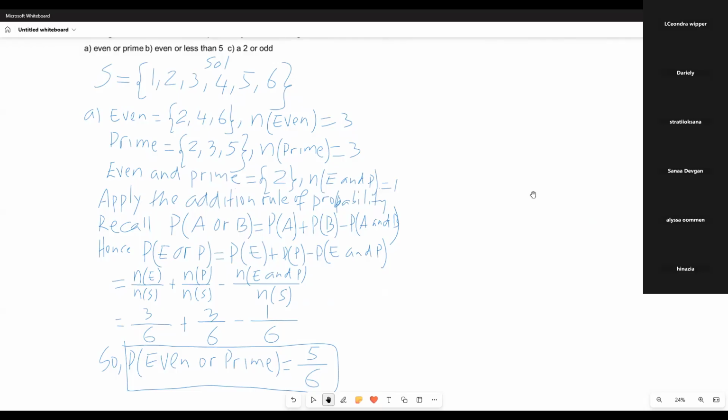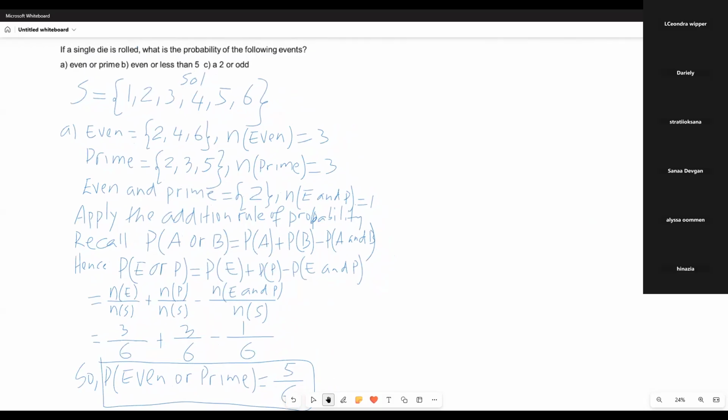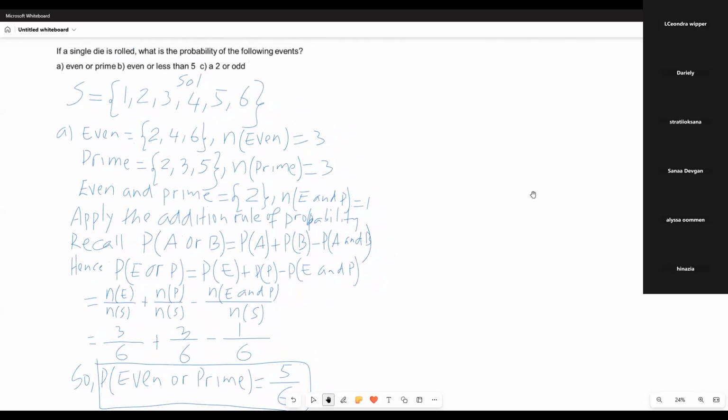The sample space, we're talking about a die. So as you know, a die has 6 faces: 1, 2, 3, 4, 5, 6. That's the sample space. So the number of outcomes in the sample space, that's n of S, is 6.